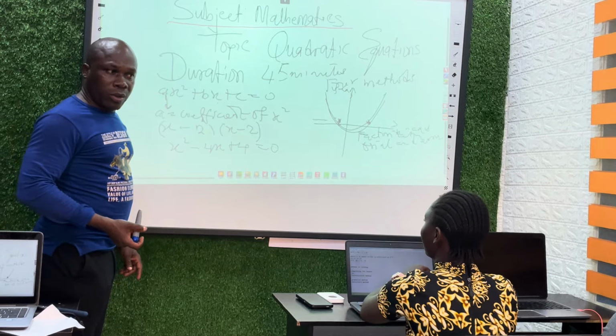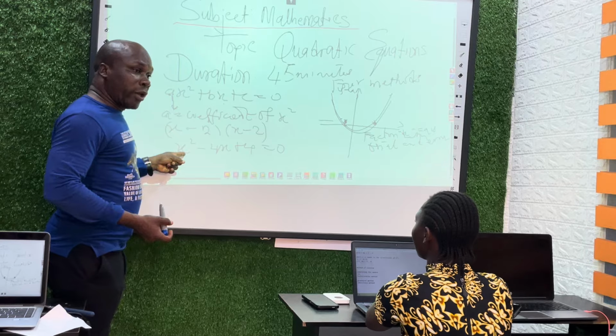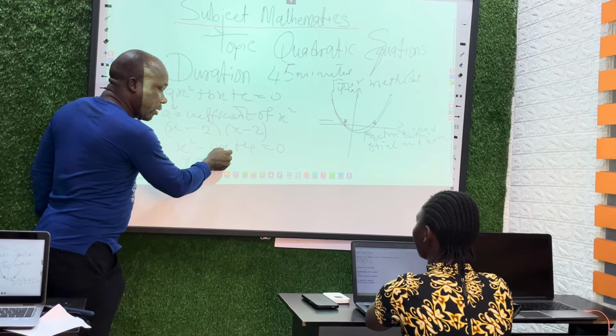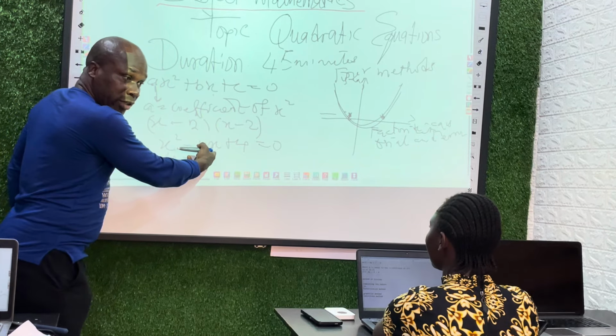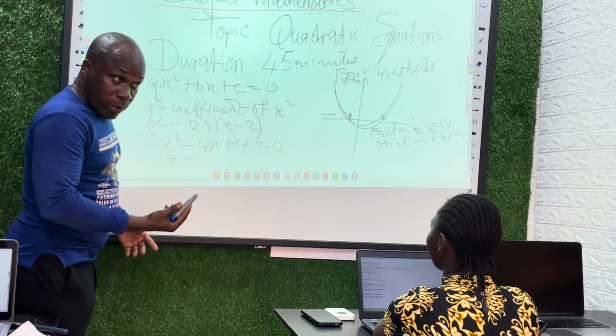Let's see whether it works. Put 2 into this: 2 squared minus 4 times 2 plus 4. 2 squared is what? 2 times 2, that's 4, right? 4 minus what? 4 times 2. Anywhere you see x, you call it 2. You substitute x for 2.